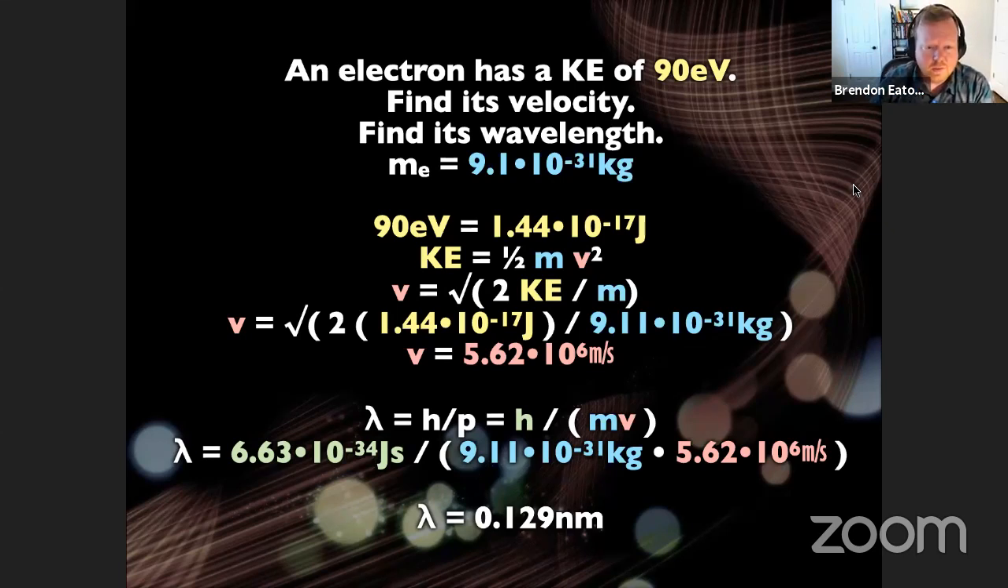Pretty straightforward. And it's a small number, sure. 0.129 nanometers. 0.12 times 10 to the negative 9. It's 10 to the negative 10. That's a little number, but it's also a wavelength for a thing. That's weird.